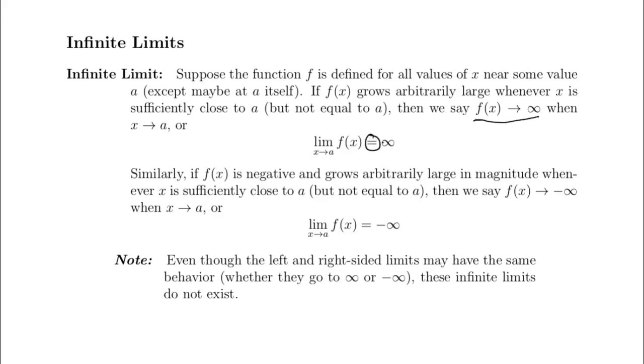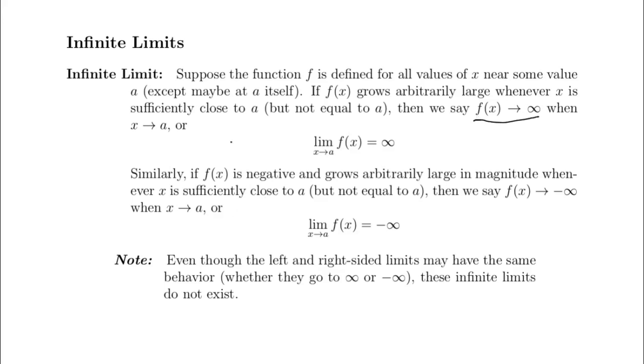The equal sign is sometimes confusing because you can't have something equal to infinity in terms of function values. So we're not saying that the function values are equal to infinity. We're saying that the limit itself is. This is the thing that we're getting arbitrarily close to. So arbitrarily large means that f of x goes off to infinity.